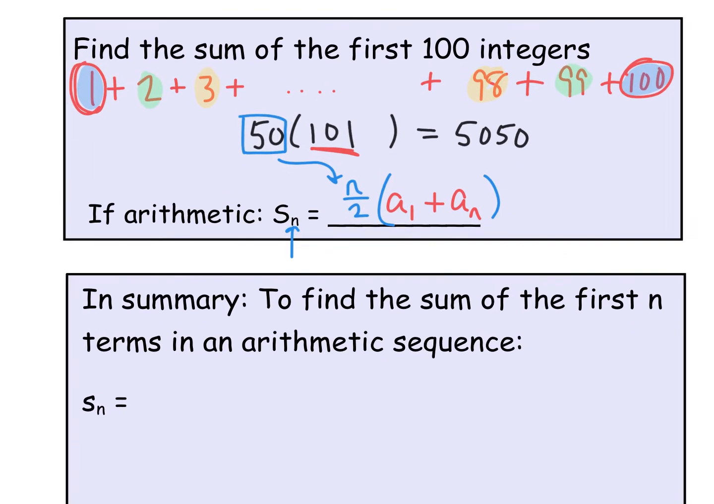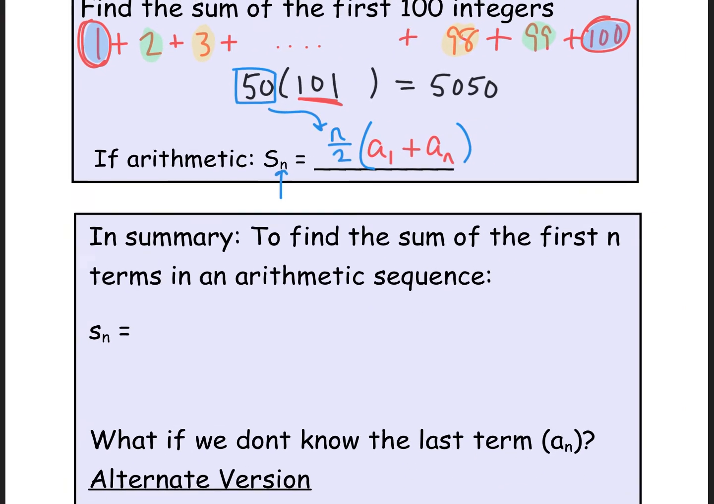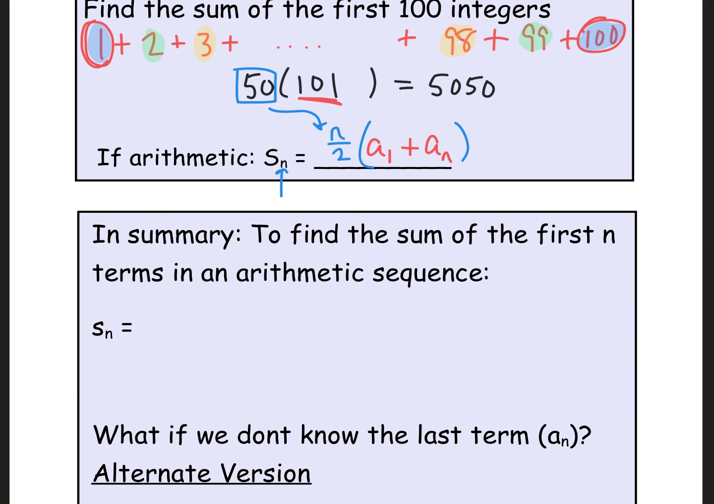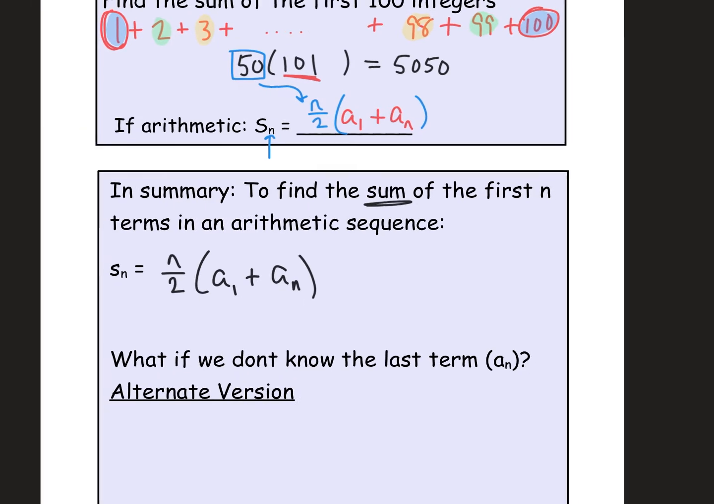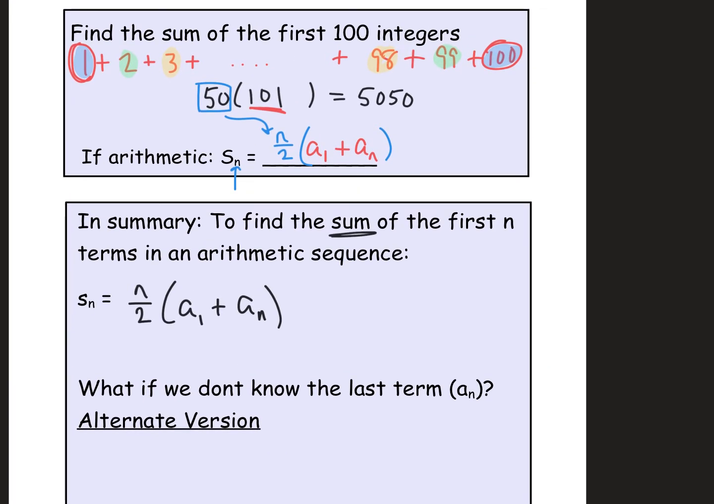Okay, so let's just get the formula summarized one more time, and then show there is a second version of it. To find the sum of the first n terms, it will always be n over 2 times a1 plus a sub n. And there's one alternative version here, because sometimes you might not know that last term. You might not know the nth term. I might just give you the first couple terms and say, all right, what's the sum of the first 50 terms? But you only know the first 3.